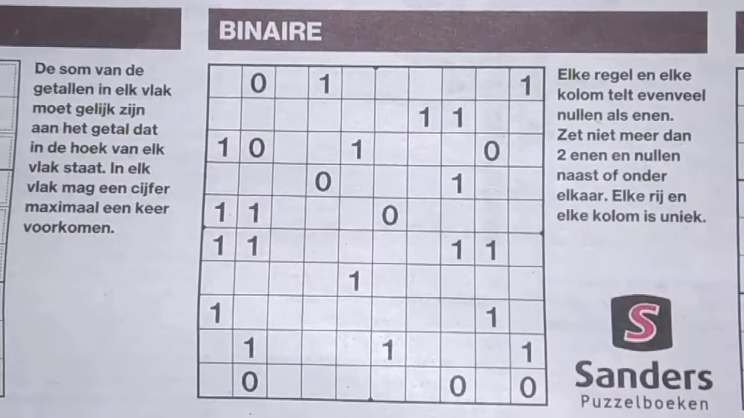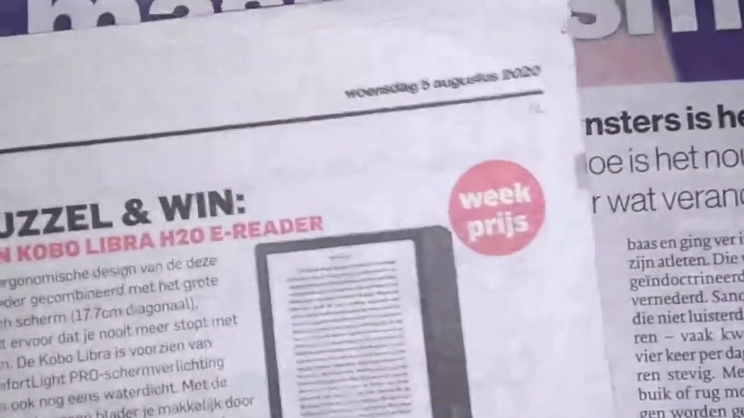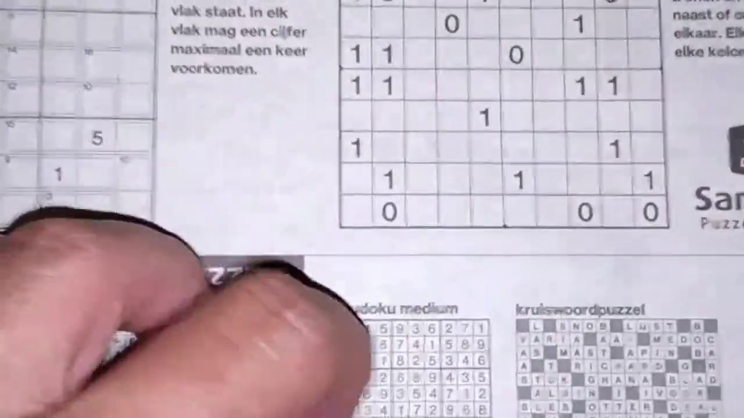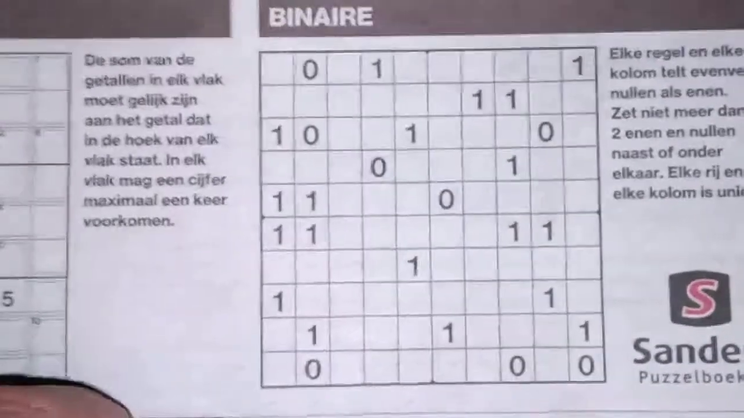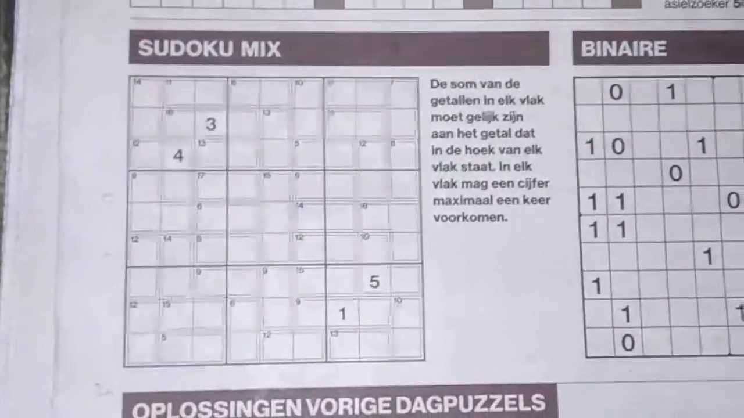Welcome today. Today it's a hot day. We have three regular Sudokus, three hot Sudokus in today's daily newspaper on Wednesday. Yes, Wednesday, August the 5th, 2020. Three regular Sudokus, a binary Sudoku, a regular medium Sudoku, and a killer Sudoku.